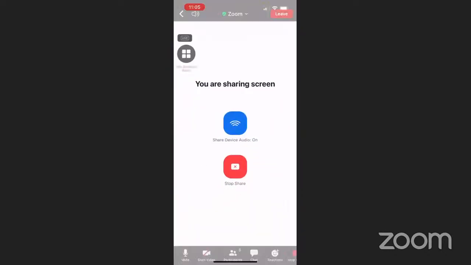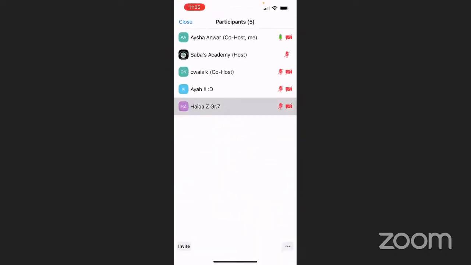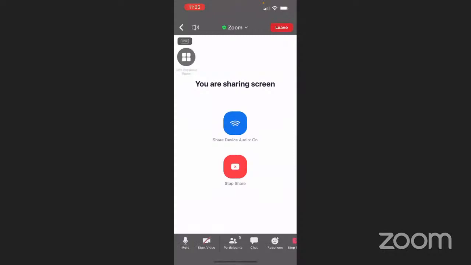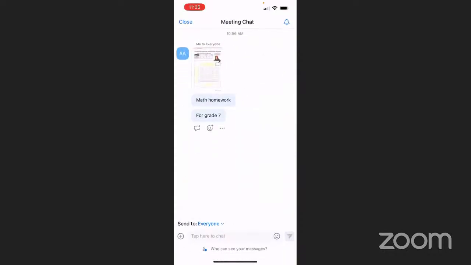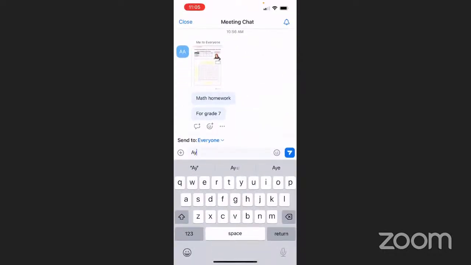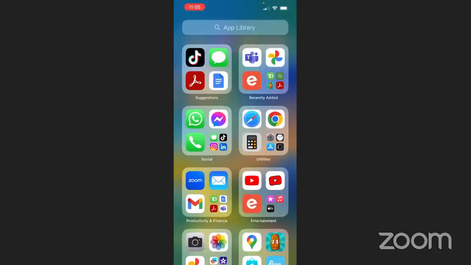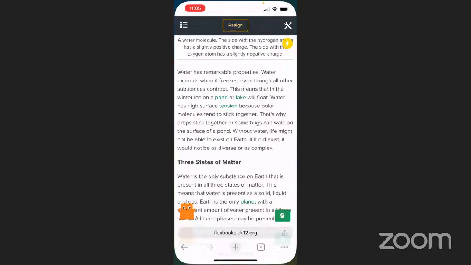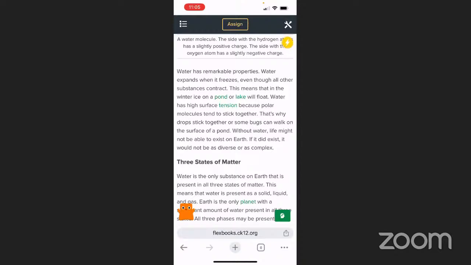Is Aya in the class? Aya, can you hear me? Yes, Aya. Aya, come on, we have to read. Please read this one where it says water has remarkable.